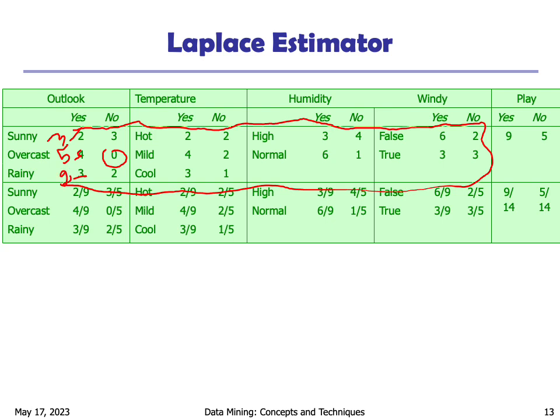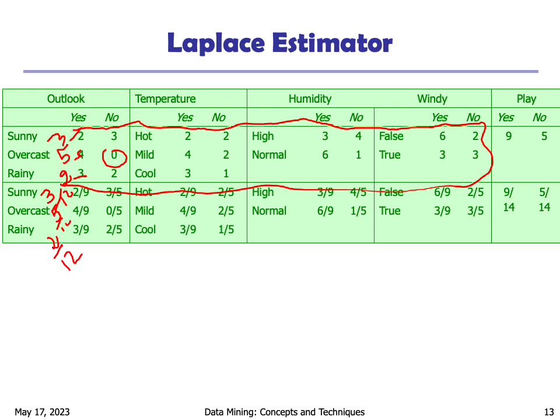Therefore, the probability of sunny yes will be 3 over, it's not 9 anymore, but the total here is 12. So 3 over 12. And then here, instead of 4 over 9, it's 5 over 12. And here it's 2 over 12, right?